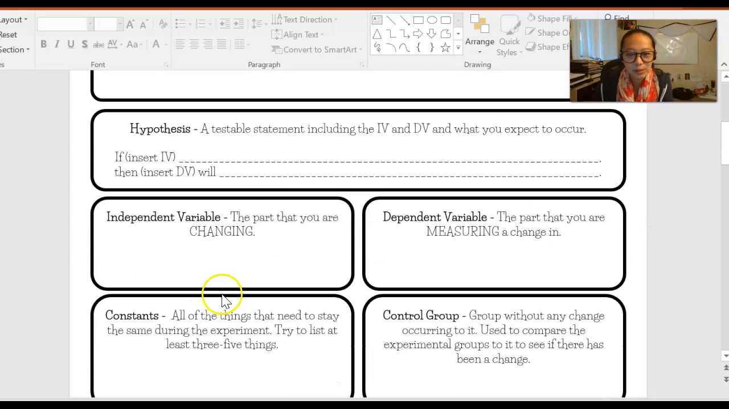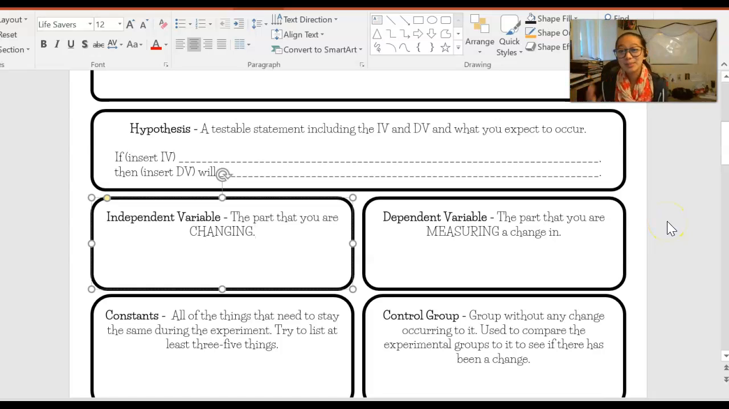Our independent variable is the part that we're changing. In that not so great example I just gave, the part that you're changing is whether it's indoor versus outdoor. The dependent variable, the part that I'm measuring, is how many particles of air pollutants I can find in my petri dish.